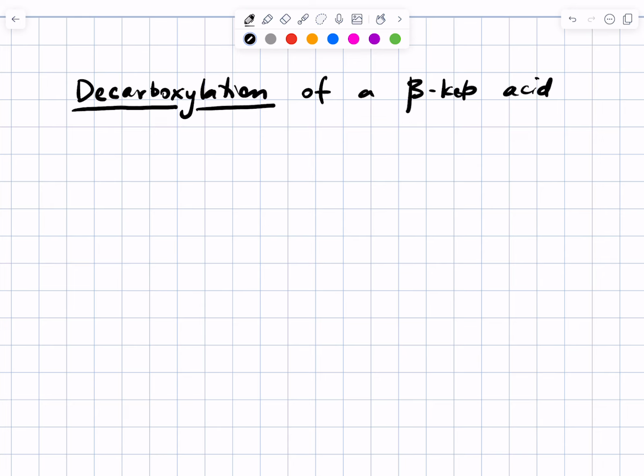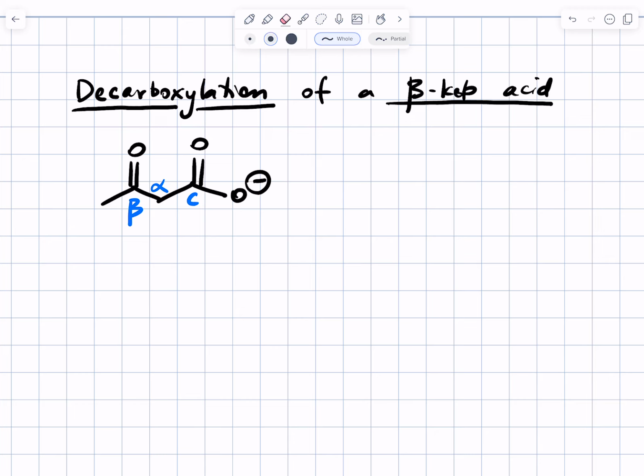So I'm going to draw a carboxylic acid. And on the beta carbon, so carbonyl carbon, alpha carbon, and beta carbon, I'm going to draw a carbonyl group. This is a beta keto acid. It's a carboxylate. And actually, to be consistent, I've called it a beta keto acid. If you want to be technically precise, we could call it a beta keto carboxylate.